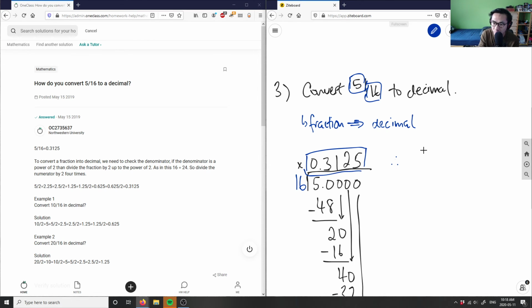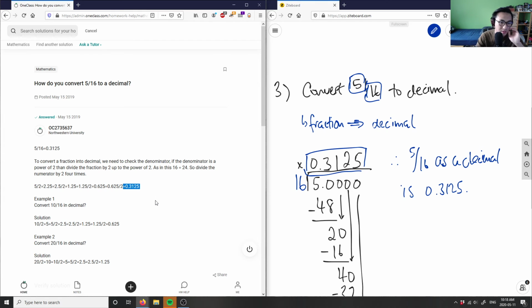So I can say, therefore, 5 over 16 as a decimal is 0.3125. And this here is our solution for this problem. And as you can see, this here is also the correct solution as well.